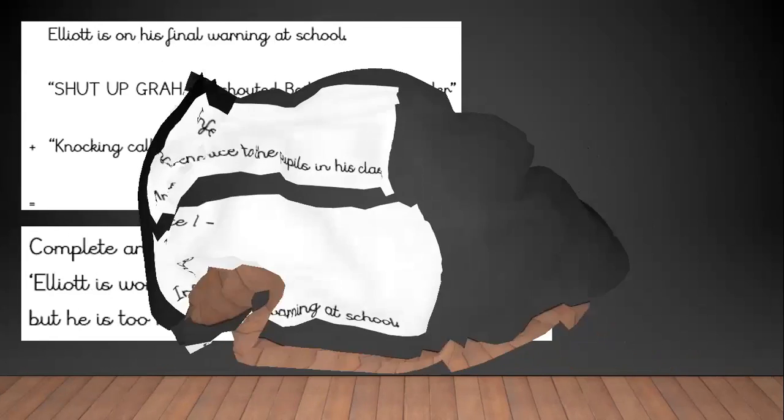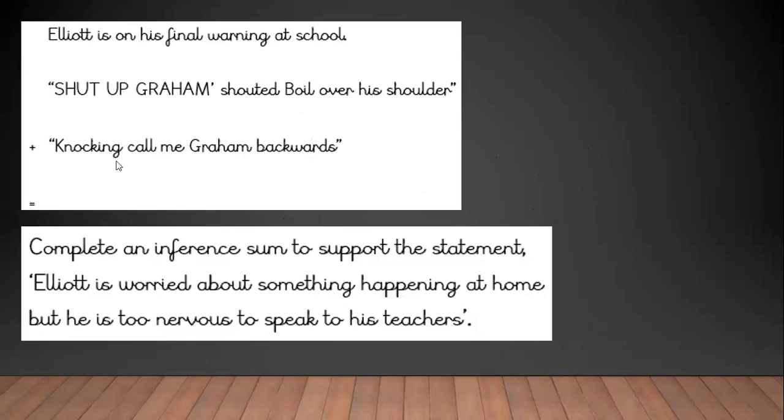Then the next two, I will go back to that page, don't worry. I've given you the bits of evidence. I want you to give me what the inference might be. "Shut up, Graham," shouted Boyle over his shoulder, knocking Call Me Graham backwards. That first bit, apologies again, that's a mistake. It should be on the bottom of the last one. I cut it wrong when I cut and paste. So your two bits of evidence are "Shut up, Graham," shouted Boyle over his shoulder, and knocking Call Me Graham backwards. Those two bits of evidence, what piece of inference would they lead to?